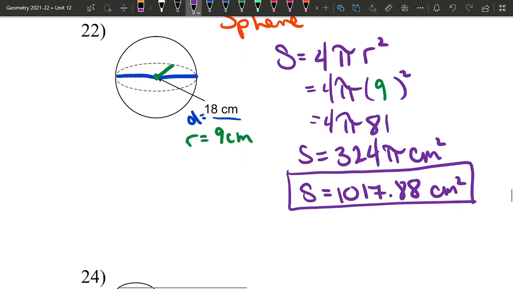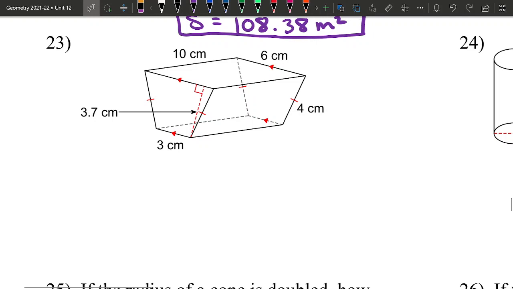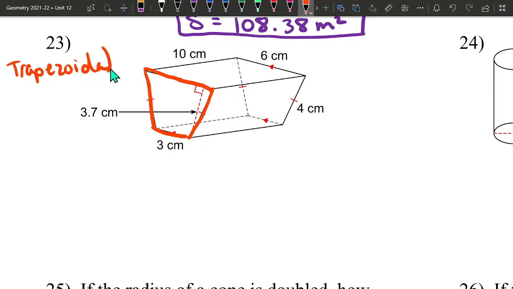And then number 23. All right, so we have a prism again. We're back to a prism. We can see that the base is the trapezoid. We have 2 trapezoids and 4 rectangles. So the rectangles are the sides and the trapezoids are the bases. So we have a trapezoidal prism.